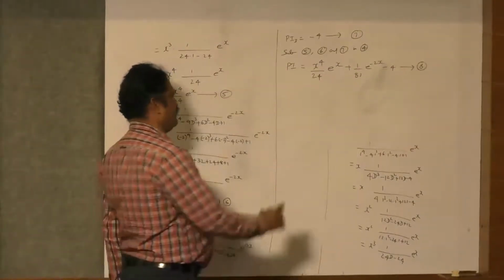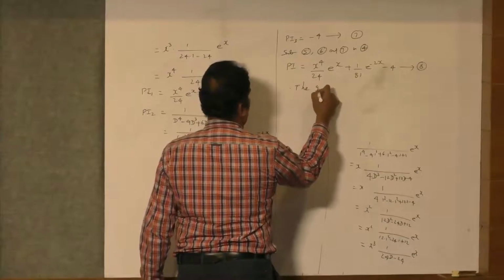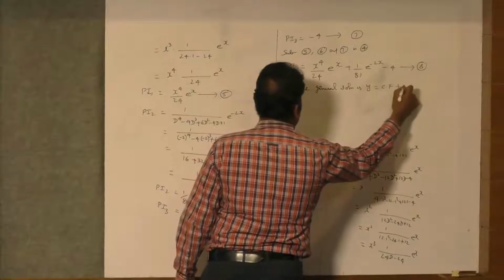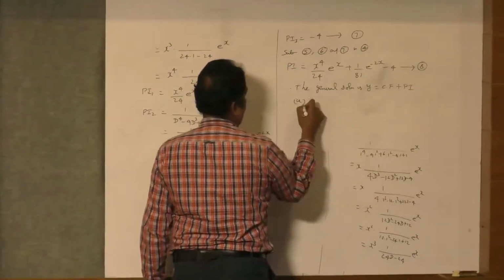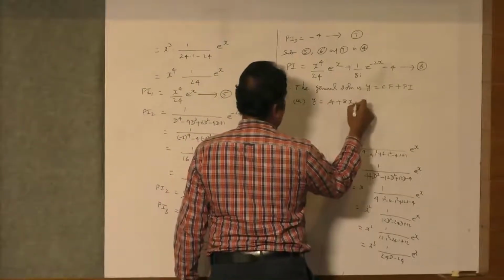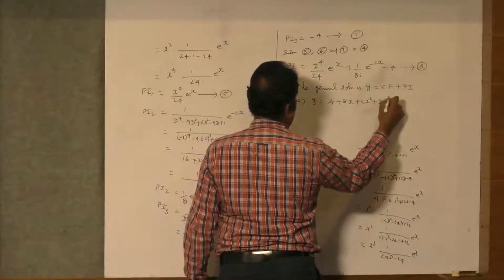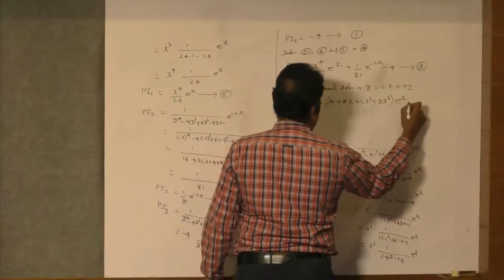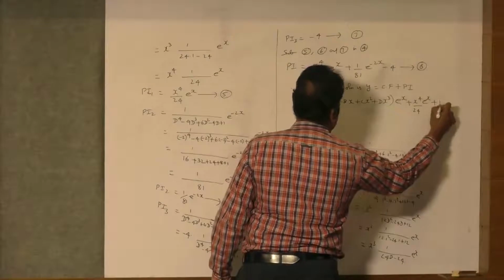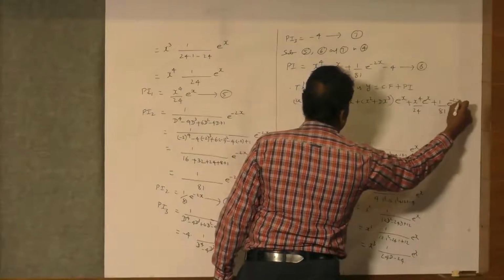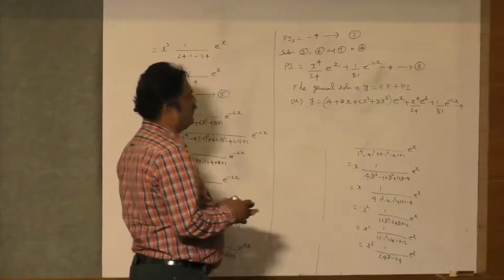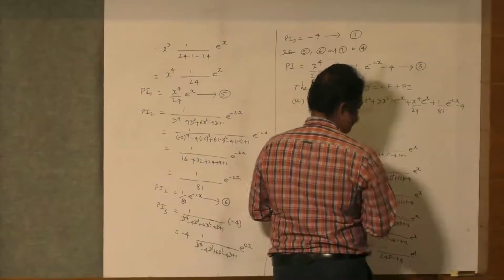Therefore the general solution is y is equal to Cf plus Pi. That is y is equal to Cf, what is Cf? A plus bx plus cx square plus dx cube whole thing into e power x, plus Pi, plus x to the power 4 divided by 24 e power x plus 1 by 81 into e power minus 2x minus 4. This is from equations number 3 and 8.